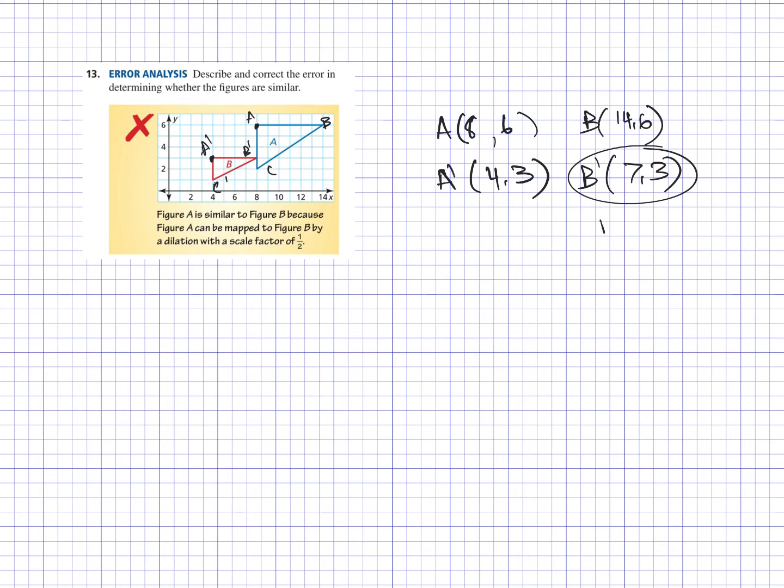And C to C prime, just to do it, C is at 8, 2. If we take half of that for C prime, we get 4, 1. And we do have 4, 1 for that. So B doesn't go to B prime correctly. So it's not by a scale factor of 1/2. So that changes your degrees. Okay, enough of that.